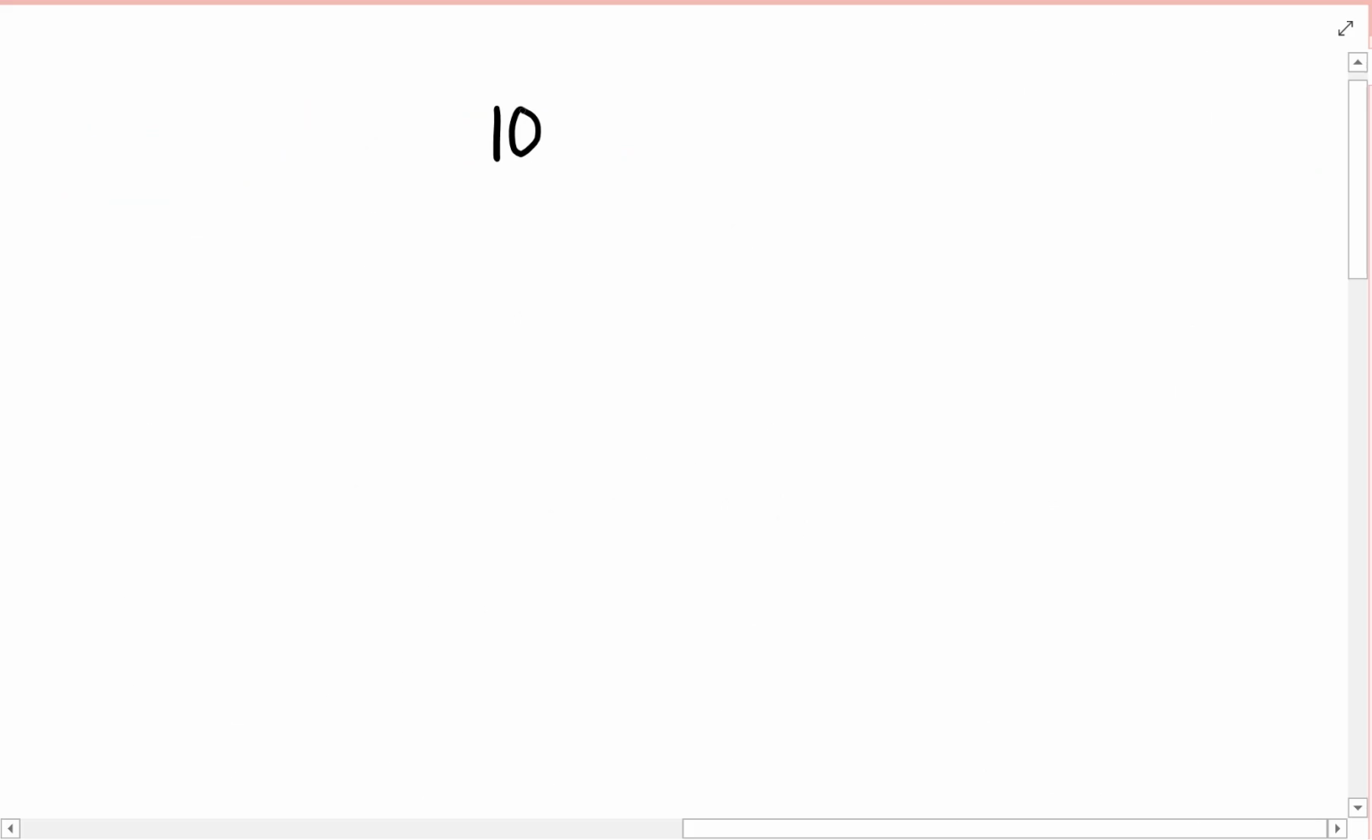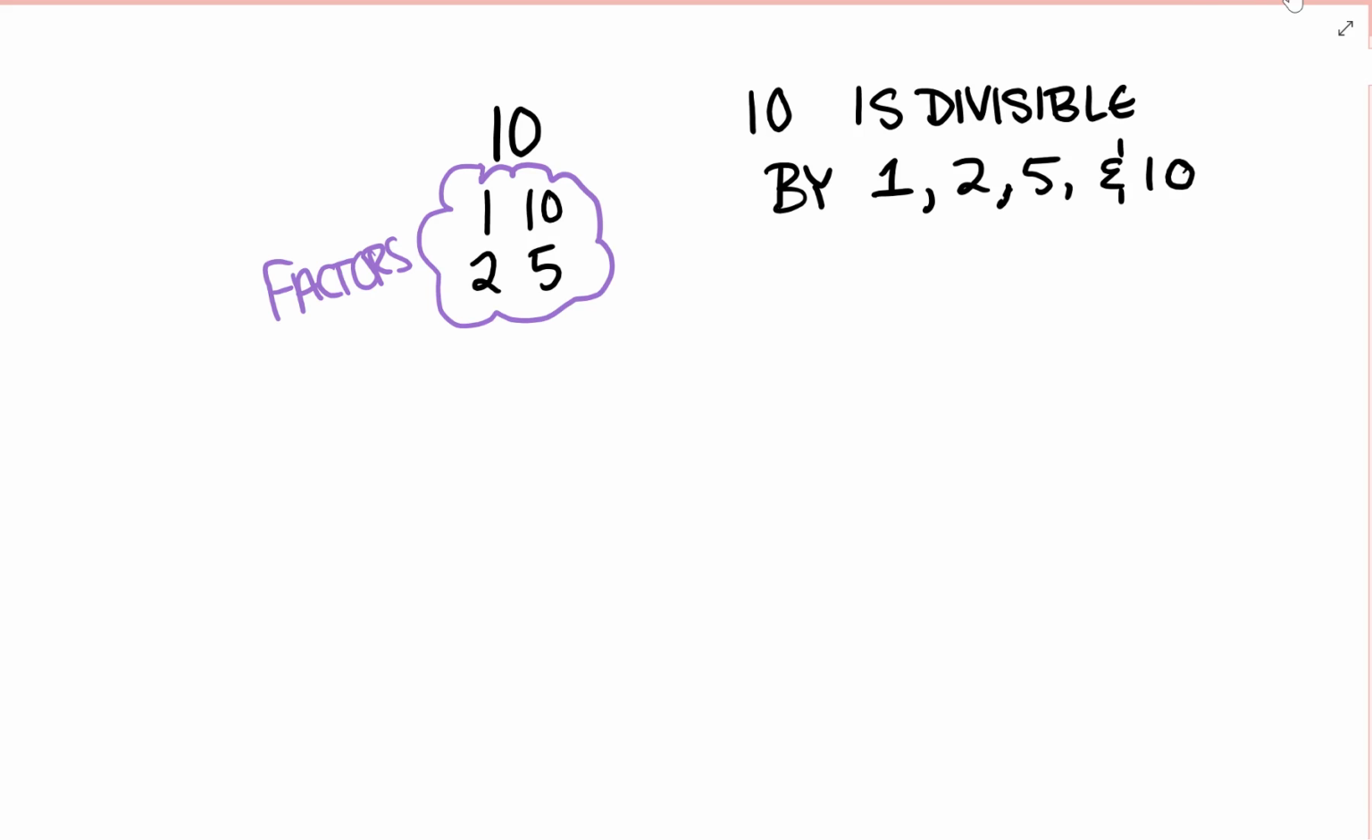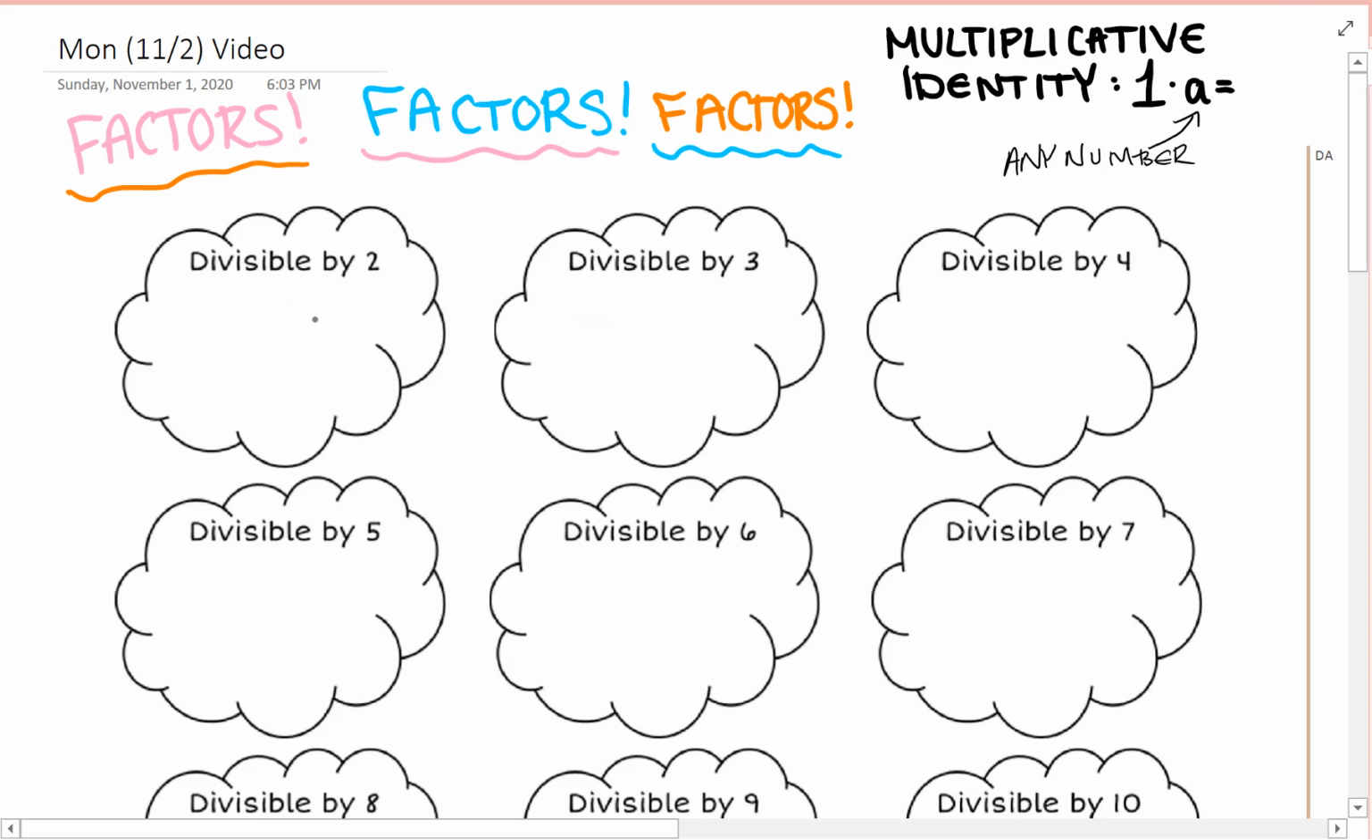If you have the number 10, its factors are 1 and 10 and 2 and 5, meaning 10 is divisible by 1, 2, 5, and 10. And that's what it means to be divisible, meaning you can divide it and you don't get a fraction as a result. You get an integer. So let's talk about some of the tricks of divisibility.